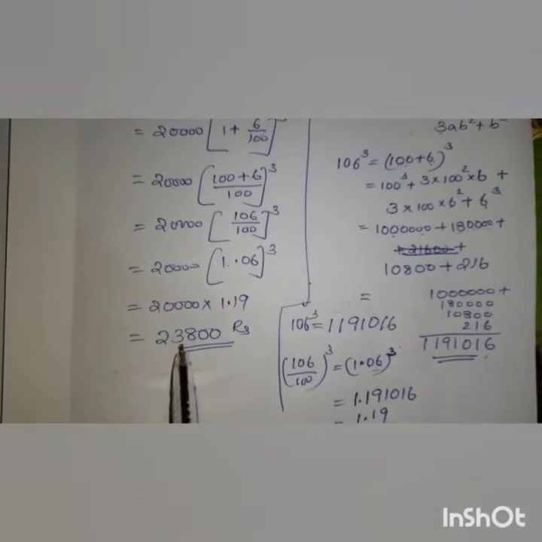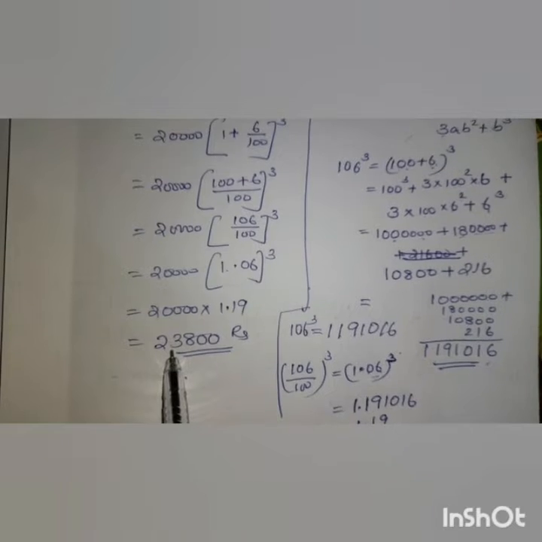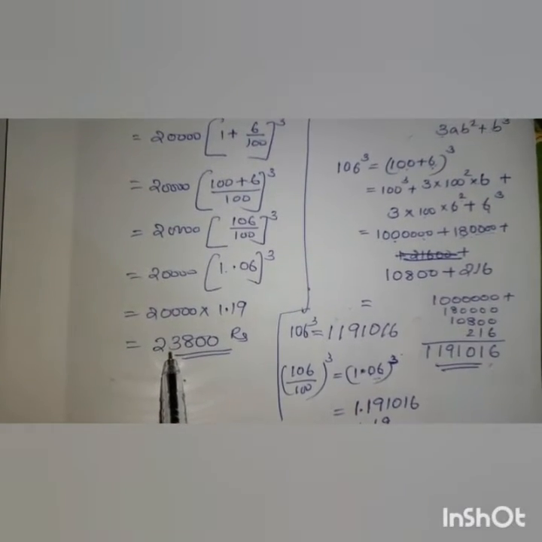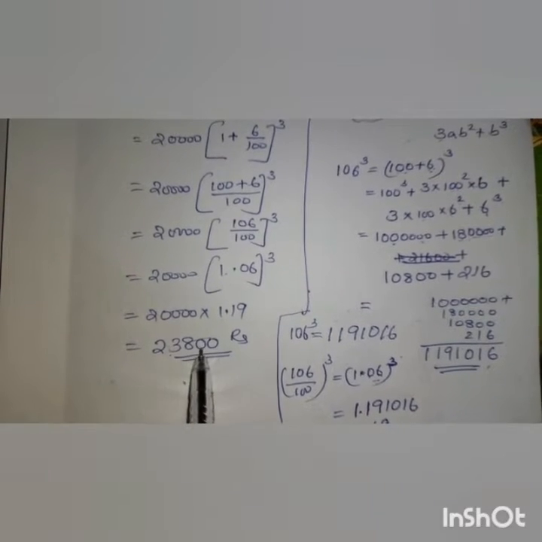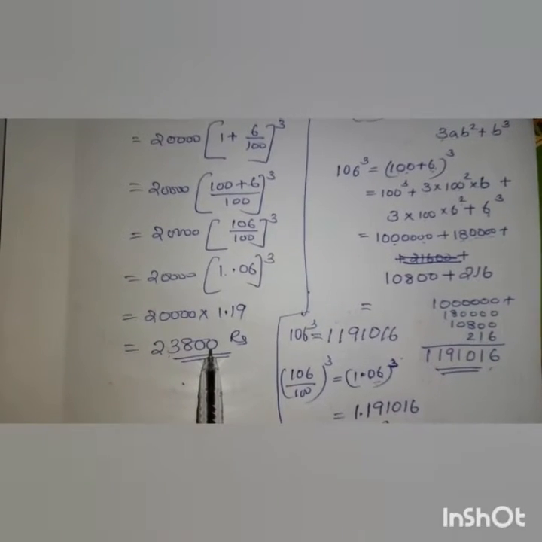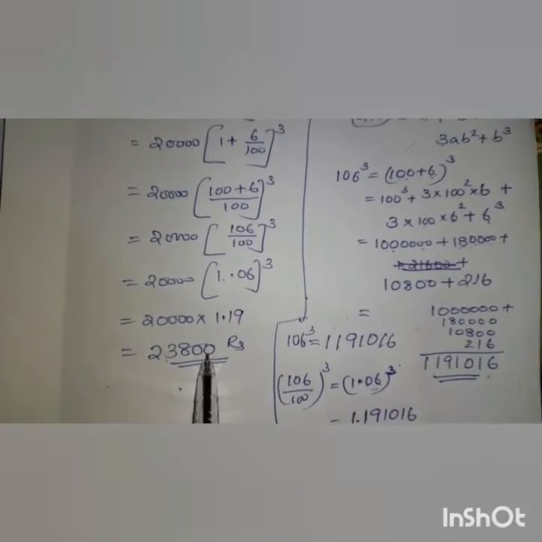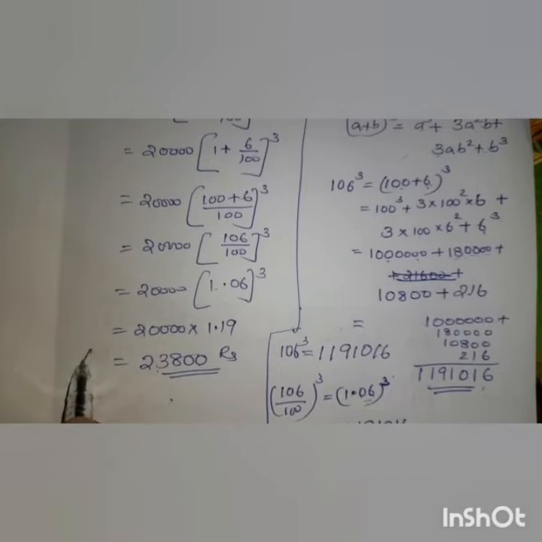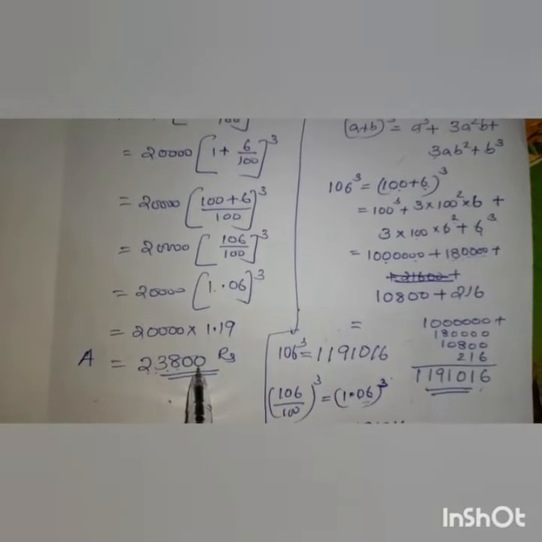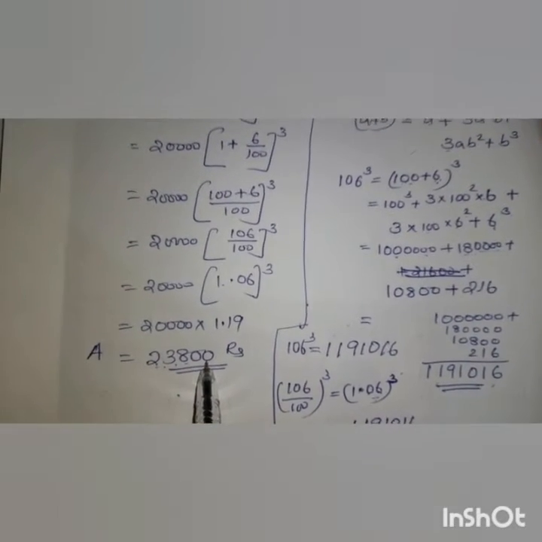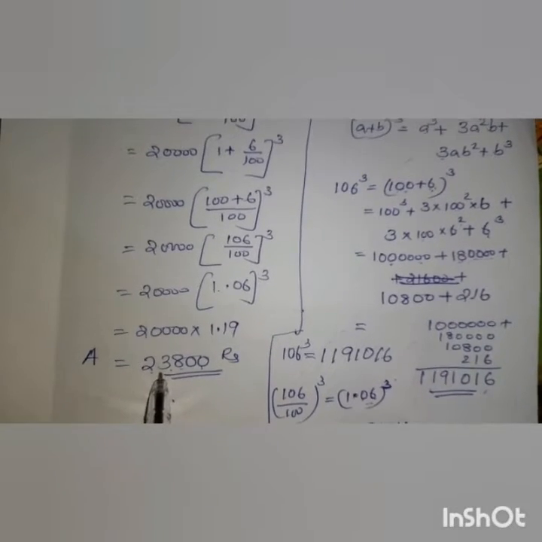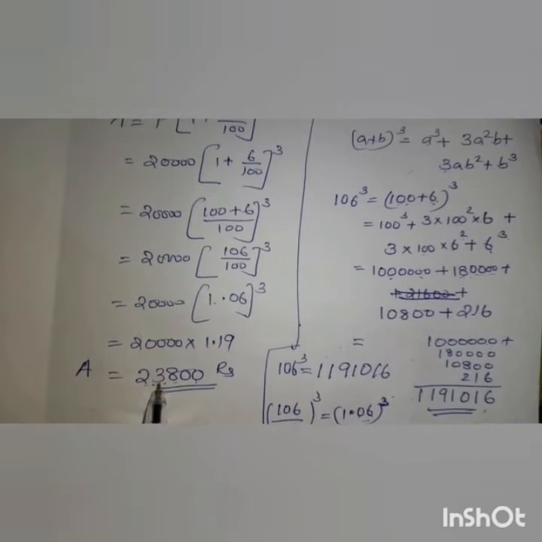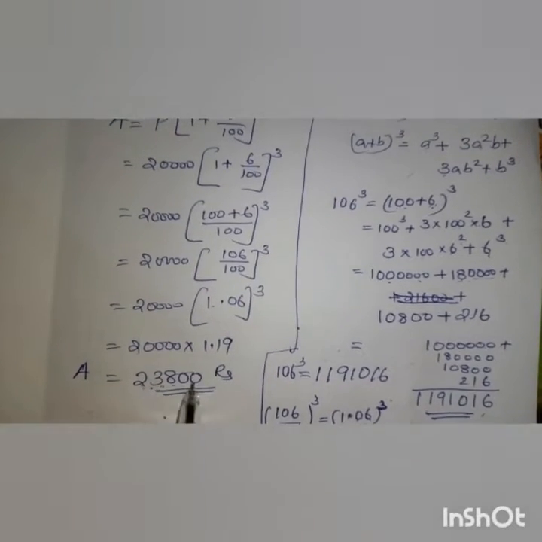So the amount after 3 years, compounded annually: he deposited 20,000 and after 3 years he is getting 23,800 rupees. If the bank is paying 6% interest compounded annually, the final amount you are getting is 23,800 rupees. If you deposit 20,000 in a bank, after 3 years, calculated compounded annually, the final amount is this much.